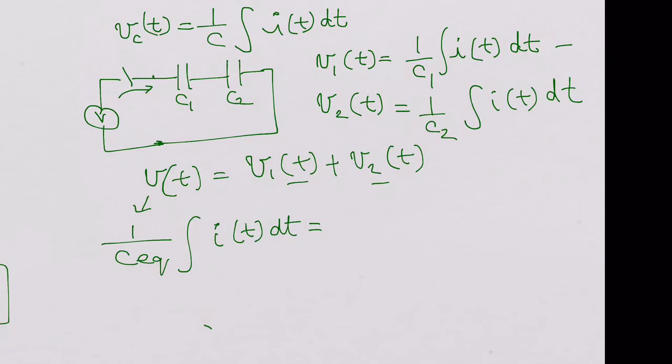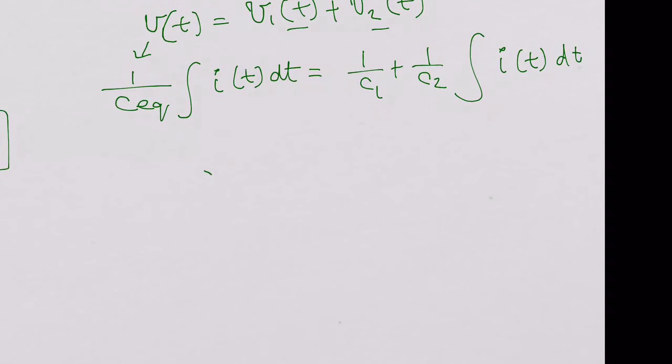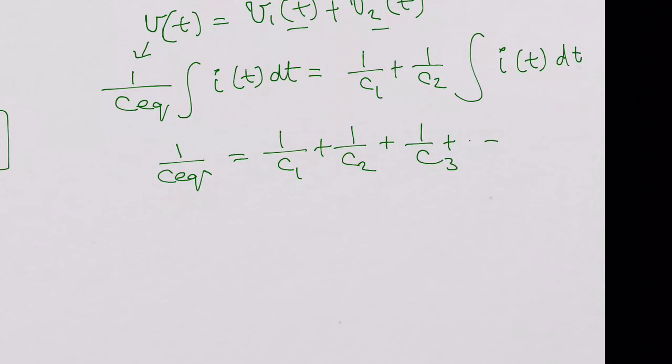We have the equations here. So when you substitute that in, you get 1 over C1 plus 1 over C2 integral I of t dt. So from this we obtain 1 over C equivalent is equal to 1 over C1 plus 1 over C2. So if you add more capacitors in series, you can keep adding 1 over C3 and so on.